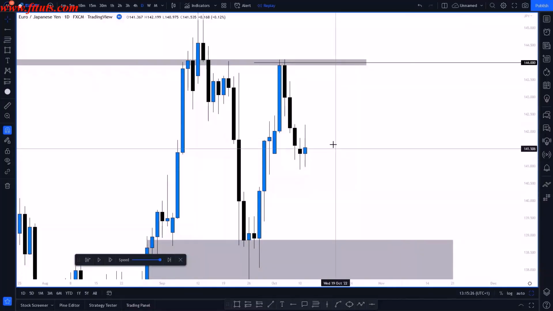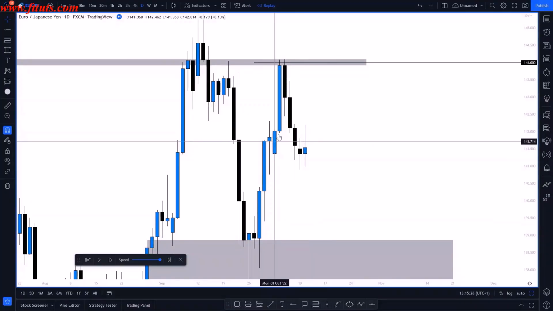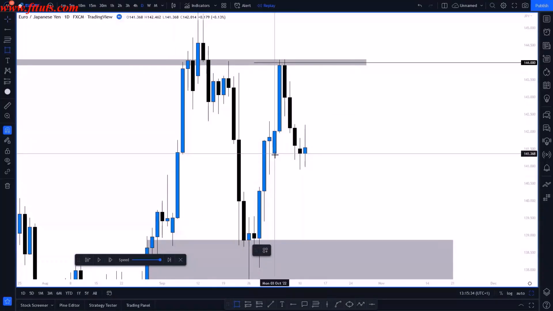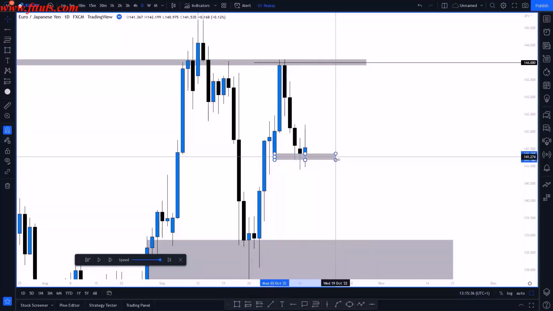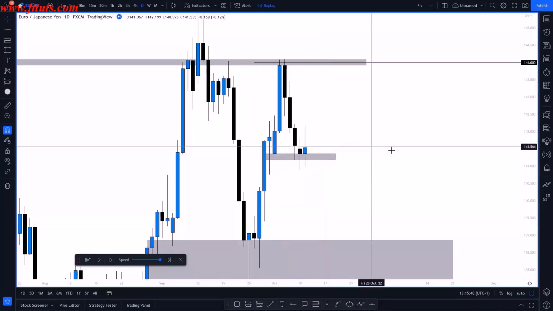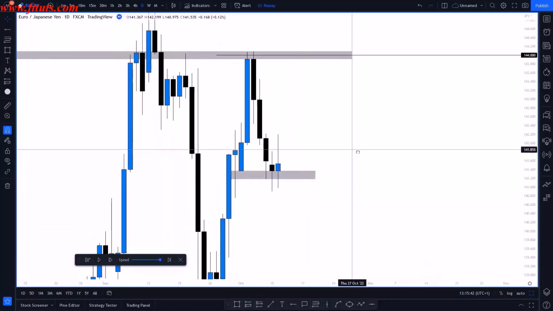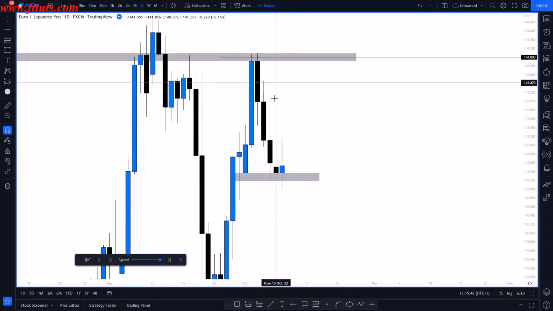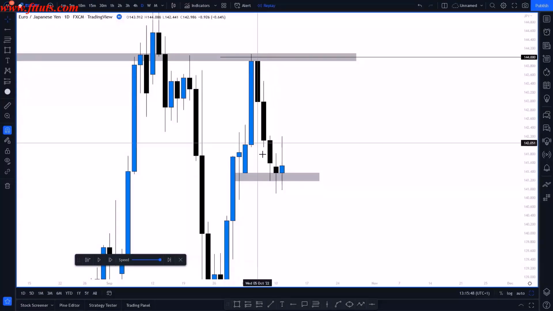What is the previous week's low? So Monday, Tuesday, Wednesday, Thursday, Friday. So the previous week's low is, if I draw it on, this right there. So this is also a zone which we could look for rejections of, which, as you'll see right now, is what is happening.